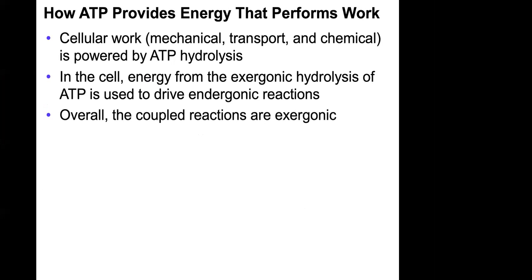ATP provides energy that will perform work for cells. So the cellular work that can occur is mechanical, transport, or chemical, and it's powered by ATP hydrolysis. In the cell, energy from an exergonic hydrolysis of ATP is used to drive endergonic reactions, and overall, the coupled reaction is exergonic.